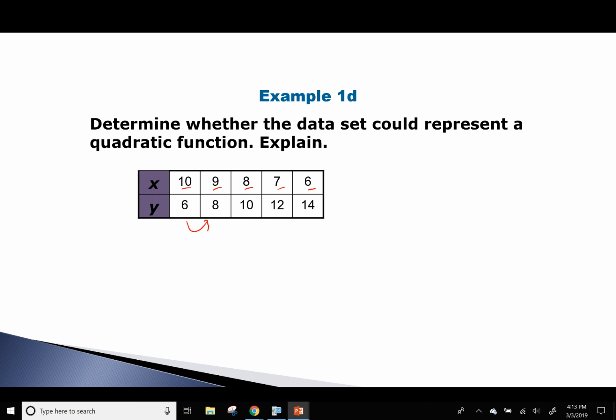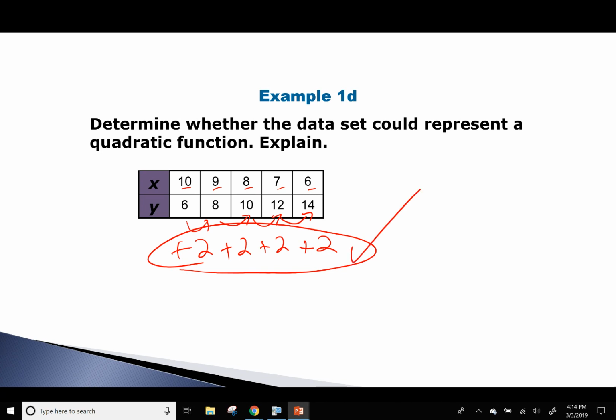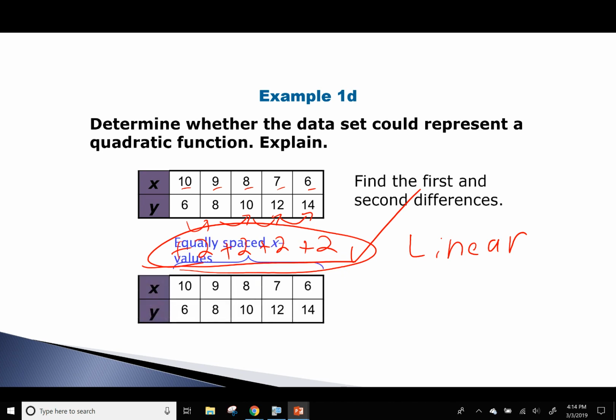On our y values, we have 6 to 8, which is plus 2, from 8 to 10, which is plus 2, from 10 to 12, which is plus 2, and from 12 to 14, which is plus 2. So you can see that all of these are already consistent. It's not the second differences that are consistent, the first differences are consistent. Because they are consistent, that tells us it's a linear equation, not a quadratic. So it's not quadratic, but it's good to know that if you see that pattern, it's linear.